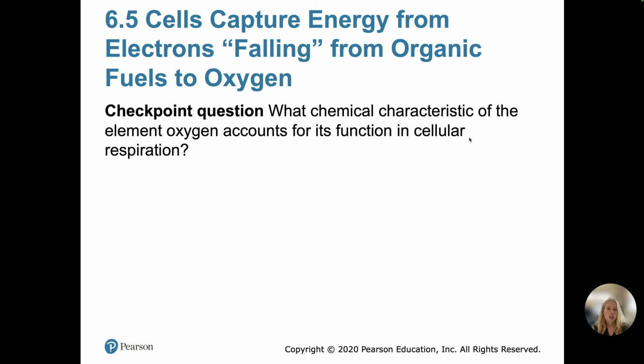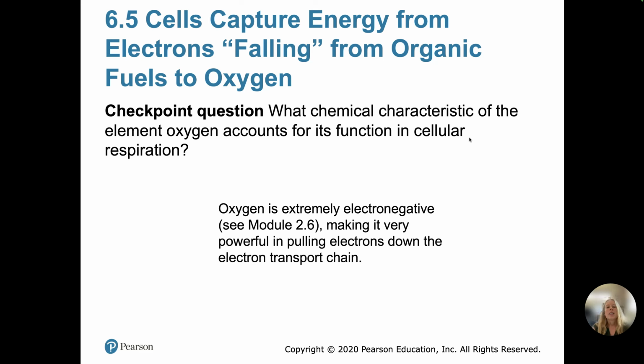Our last checkpoint question for this video: what chemical characteristic of the element oxygen accounts for its function in cellular respiration? This wasn't specifically stated on the slides, but I did mention it. It's the fact that oxygen is extremely electronegative, which we've talked about previously. It pulls its electrons close. So this makes it very powerful in pulling electrons down the electron transport chain. They kind of want to fall to eventually be accepted by the oxygen.